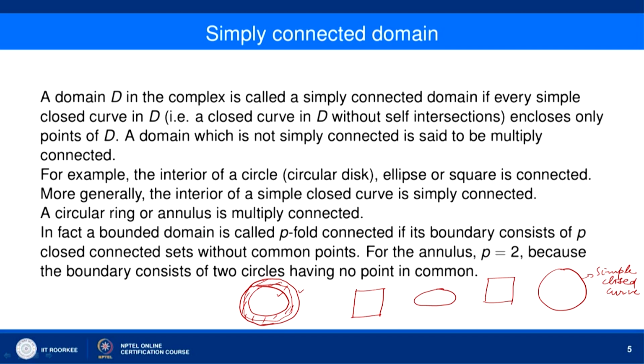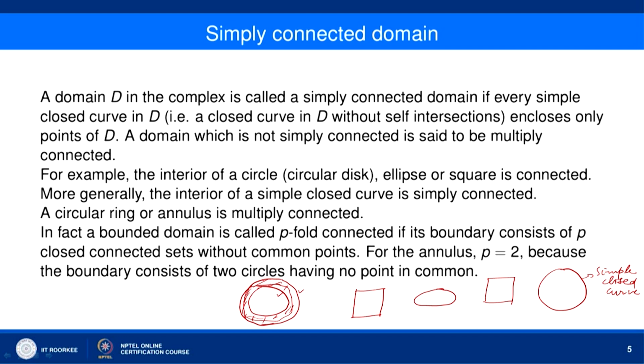In fact, a bounded domain is called p fold connected if its boundary consists of p closed, connected boundaries without common points. For the annulus, this is an annular region. The region bounded by two concentric circles is an annular region, called a doubly connected domain. The boundary consists of two circles having no point in common. If a domain is not simply connected, it will be called a multiply connected domain.